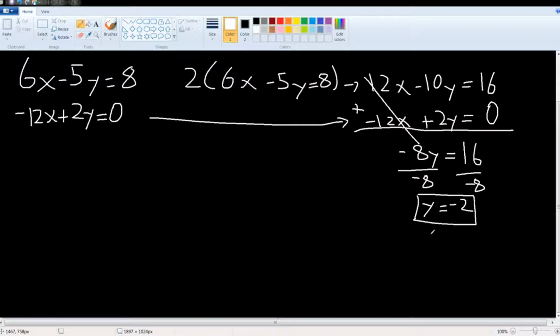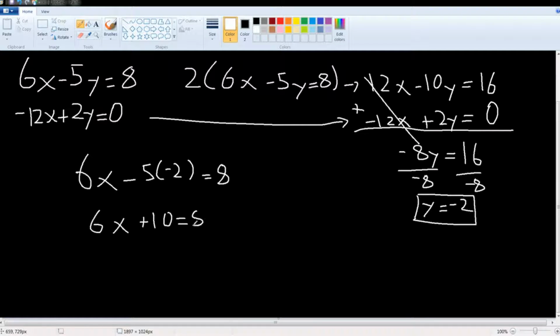So now that we have y equals negative 2, we can simply find out what x is by plugging in y equals negative 2 and solving for x. So if y is equal to negative 2, we'll get 6x minus 5 times negative 2 is equal to 8. We'll then get 6x minus 5 times negative 2, which is just plus 10. Oh, plus 10 is equal to 8.